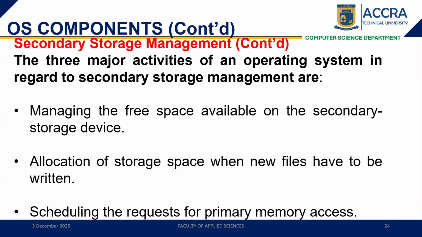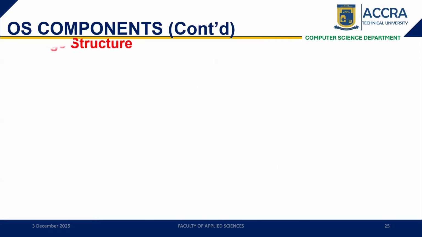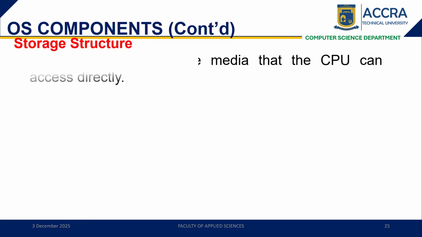So we always have to remember that whatever is in the secondary storage has to be fed into the RAM, which is the primary memory in this case, for us to be able to use the computer. Otherwise, it doesn't come there automatically. So we have the main memory, which is the storage media that the CPU can access directly. The storage media here is the RAM.